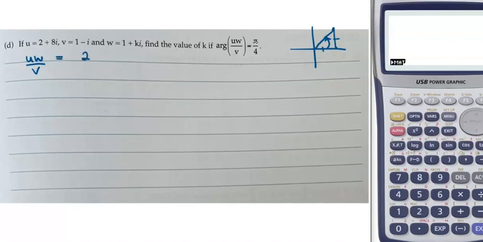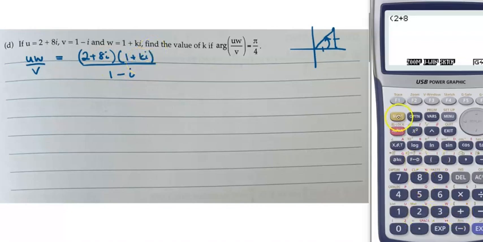So UW is 2 plus 8i times 1 plus ki all over 1 minus i. And what you might usually think to do is the multiplication on the top first, but I'm actually going to leave that to do it second because it has the k in it. So I'm going to do the division of 2 plus 8i over 1 minus i first, and then we'll times it by 1 plus ki. And I'm going to do that because I can do that on the calculator.